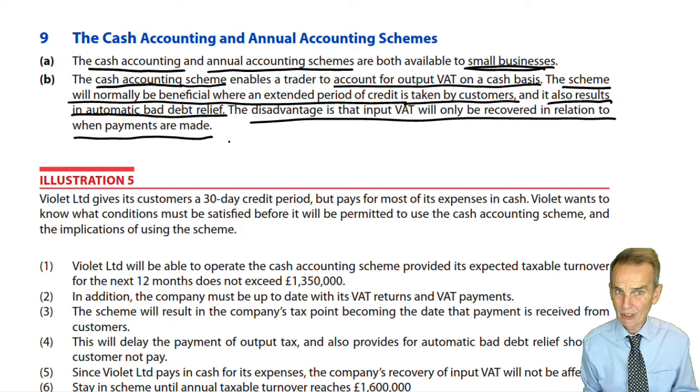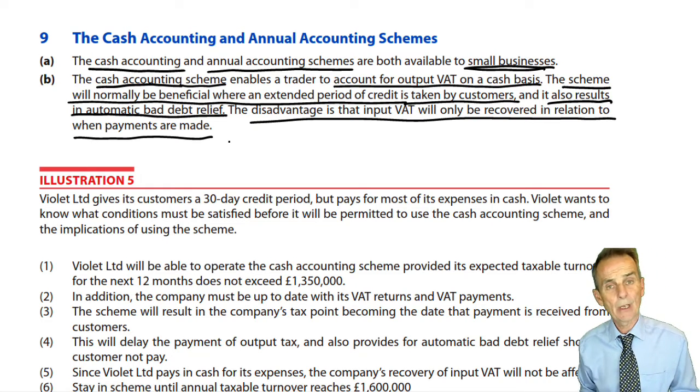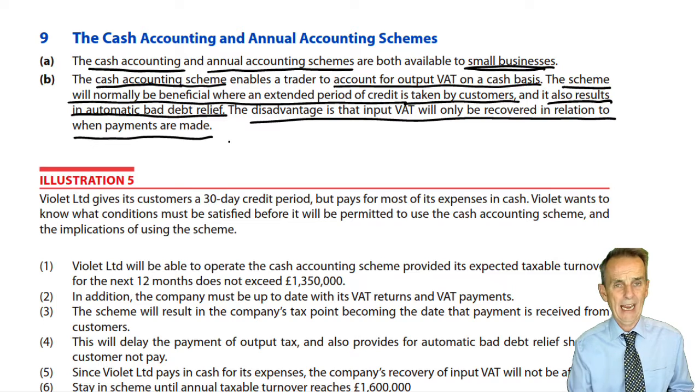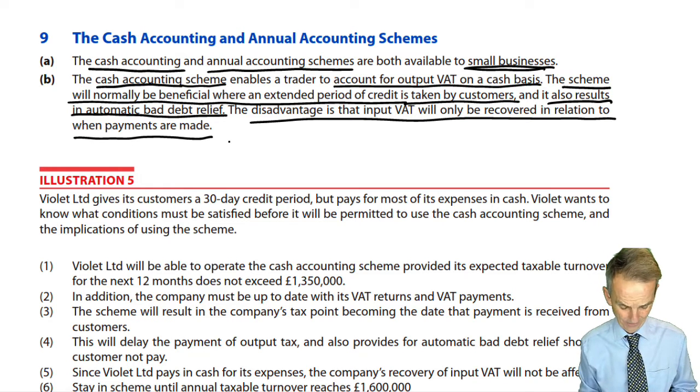So the cash accounting looks at both sides, both the cash in and the cash out, as being the basis by which we will record and account for output VAT on the cash coming in and look to recover input VAT on the cash payments going out.